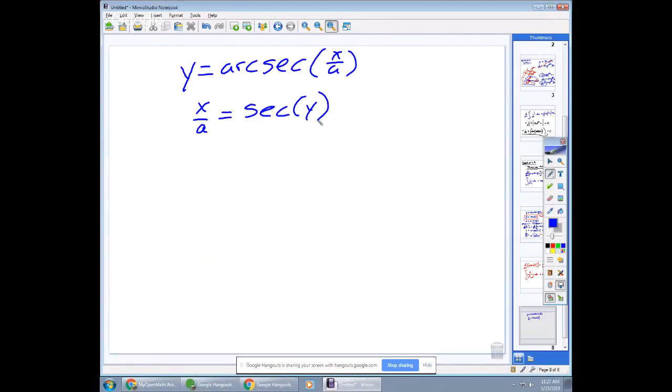Before we continue, let's draw a triangle that represents that second line. The second line says y is an angle in a right triangle. Secant is 1 over cosine, right? And cosine is adjacent over hypotenuse, so secant is hypotenuse over adjacent. So that means the hypotenuse here must be x and the adjacent side must be a.